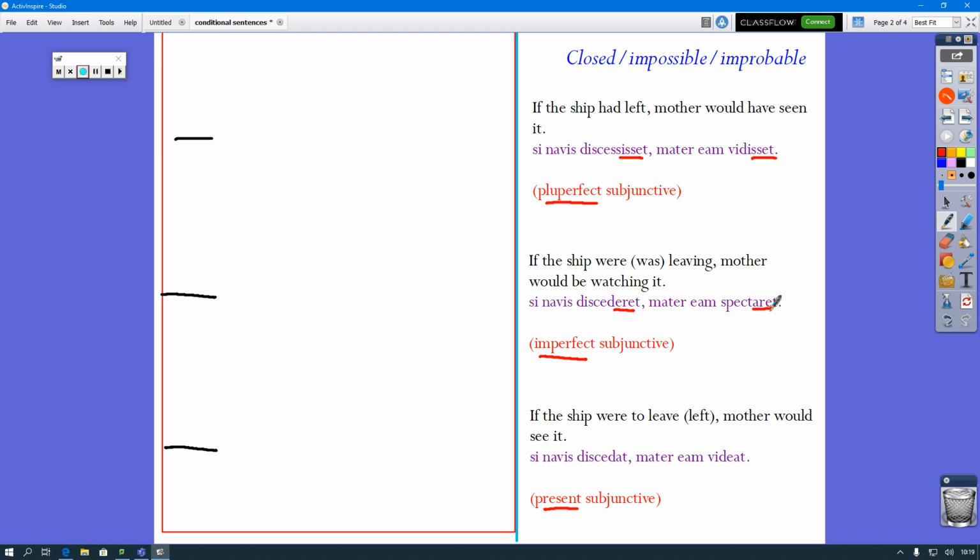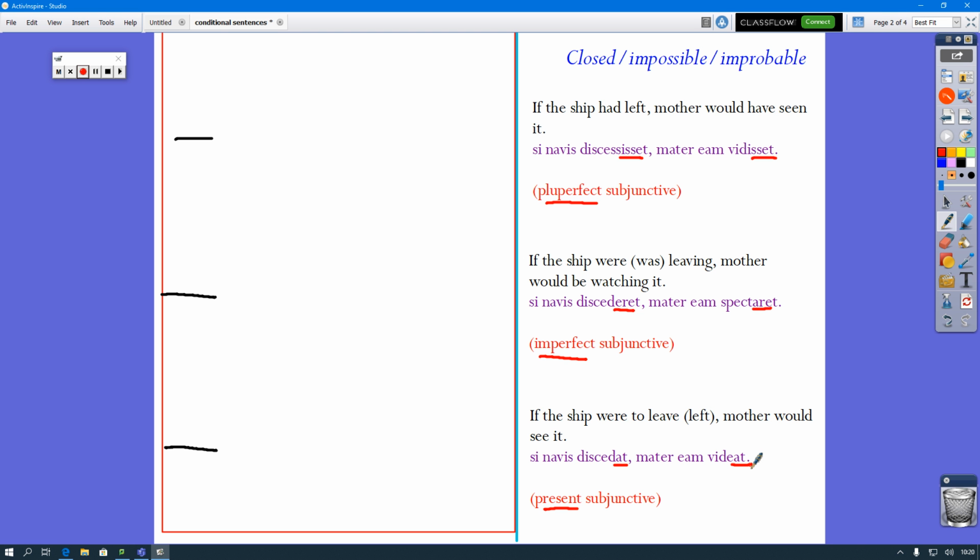And the most common of all of these, perhaps, again, is the future, and we get a very strange tense for this in English. If the ship were to leave, mother would see it. But of course in English, because we do things in a very strange way, we tend to change that and we say if the ship left, mother would see it. And so we change were to leave into, bizarrely, a perfect tense.